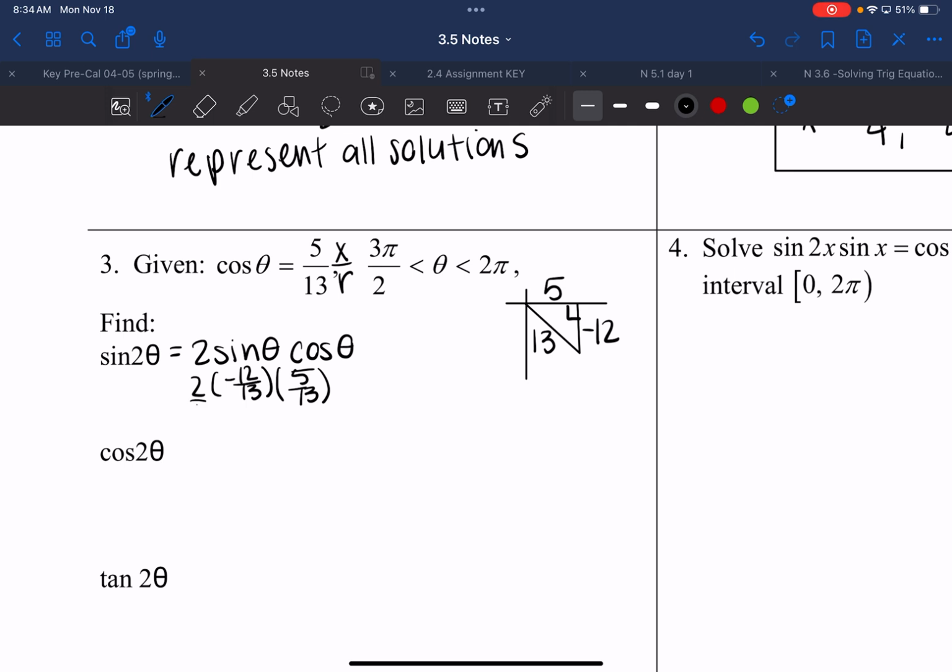All right, and then all we have to do is multiply, right? Simplify. You can put that 2 over 1 if it helps, but we're multiplying all of our numerators. So 2 times negative 12 times 5. What would that be? Negative 120, good. Over 1 times 13 is, what's 13 squared? 169. And there we go.